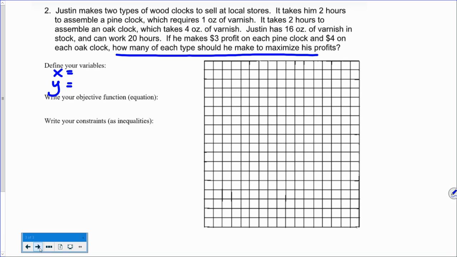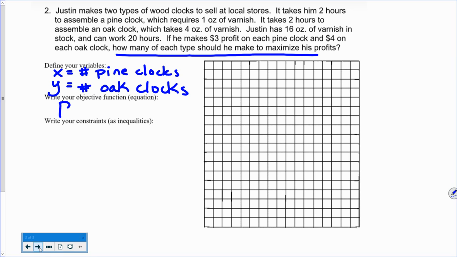All right, so more specifically, it takes him 2 hours to assemble a pine clock, which requires 1 ounce of varnish. It takes 2 hours to assemble an oak clock, which takes 4 ounces of varnish. He's got so much varnish and so many hours, and he makes a profit on those, okay? So I do not know the number of pine clocks or the number of oak clocks.